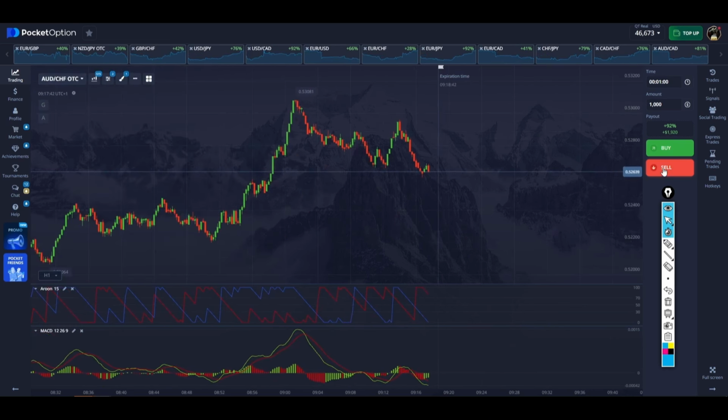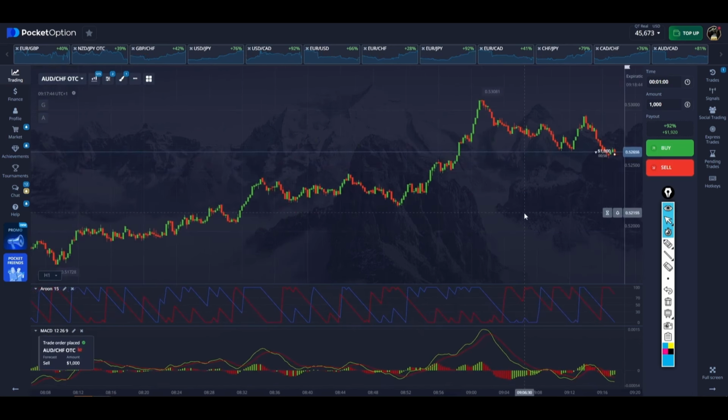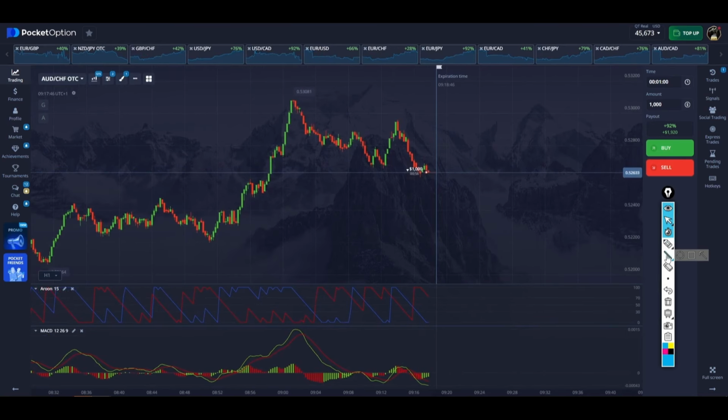The Australian dollar Swiss franc currency pair. I see a sell setup forming here. Let's take a look. We've got a key area of interest, seller dominance on the Aroon indicator, and a MACD crossover to the downside. I've been looking for a setup like this for quite a while, so let's see if my patience pays off.